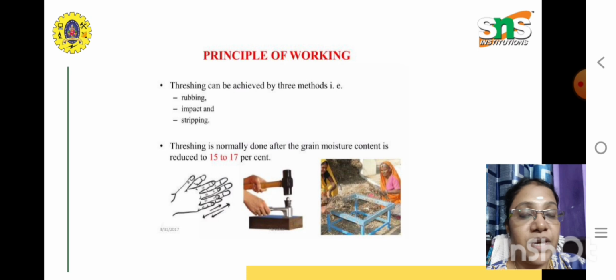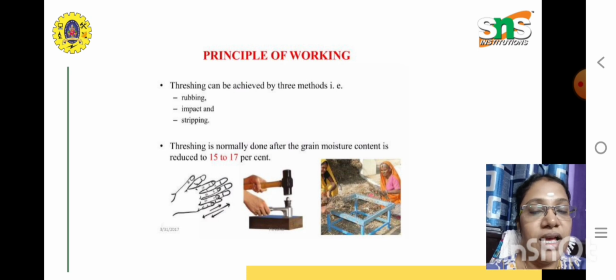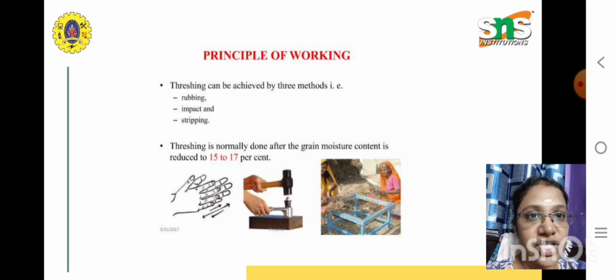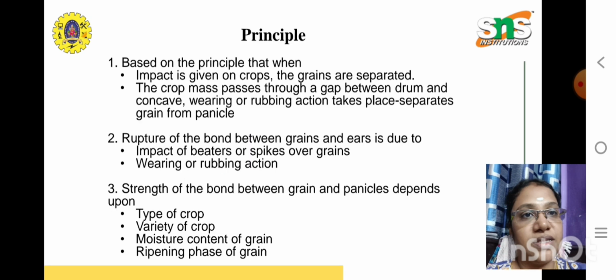The basic principles applied behind the process of threshing are, the first one, the rubbing action, as we can see in that image, then impact, and the last one, stripping. These are the three principles that work in the process of threshing. It is mainly done after the moisture content of the grain is reduced to 15 to 17%.